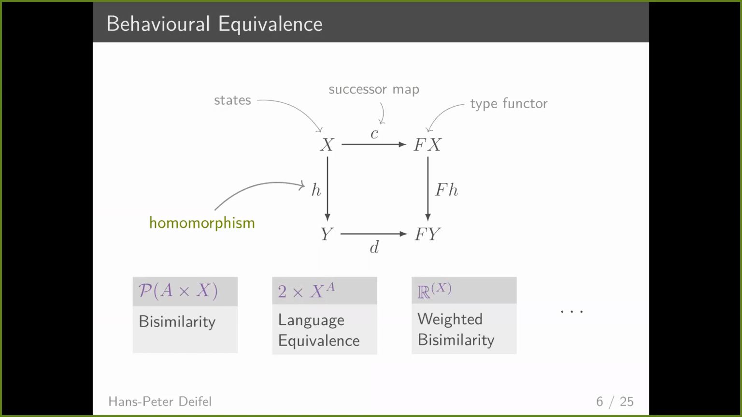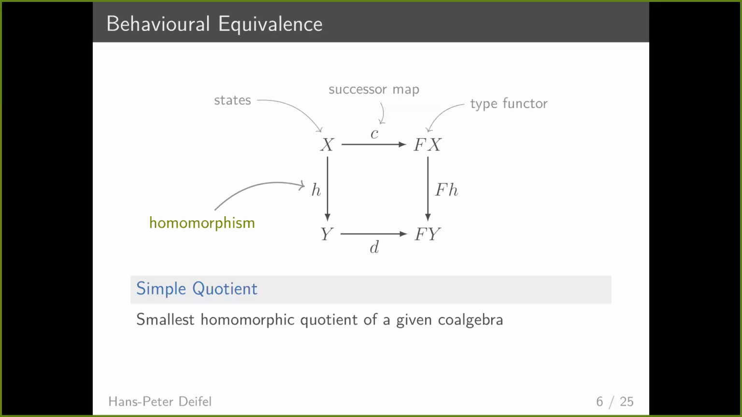Now, if we identify as many states as possible, such that the resulting system doesn't contain any two behaviorally equivalent states, then this is what we call a simple quotient. It's the smallest quotient of the given coalgebra. And this means that we have now provided a coalgebraic notion for this quotient computation that I showed you on the previous slides.